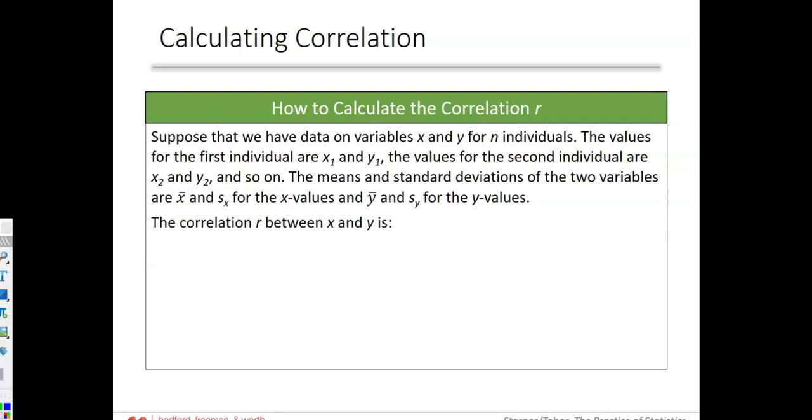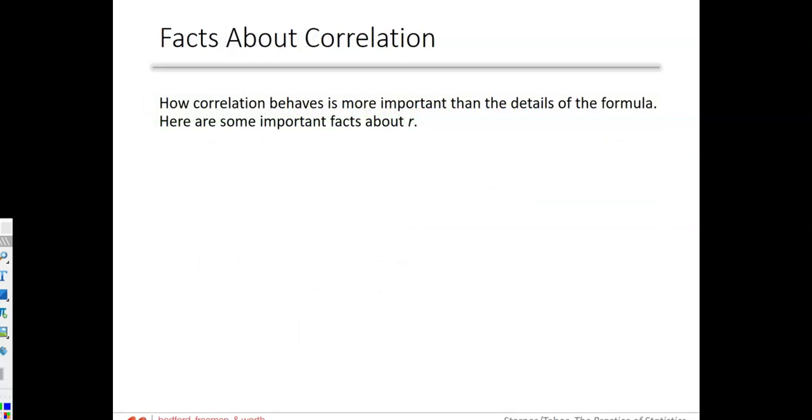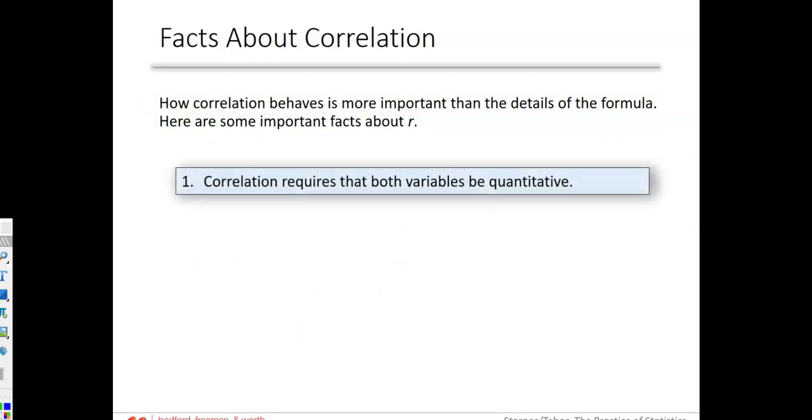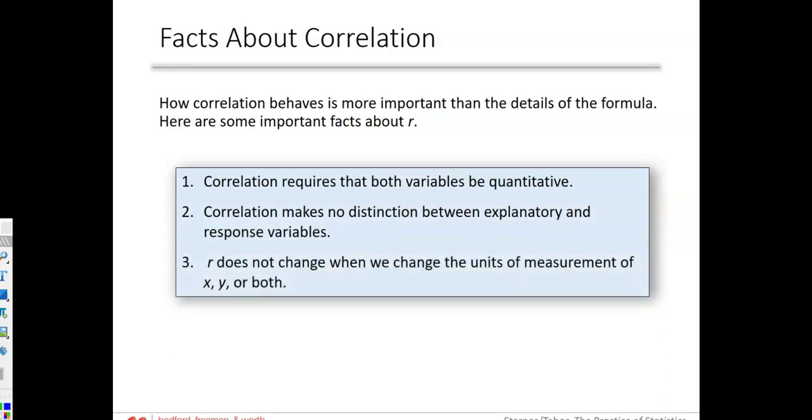Okay, so how do you calculate it? You don't need to know that. It's not important for us. Correlation requires that both variables be quantitative. Again, explanatory is the X variable, response is the Y variable on a graph, and it measures the strength. It makes no distinction, so you can actually flip-flop X and Y, and you still get the same correlation R value.